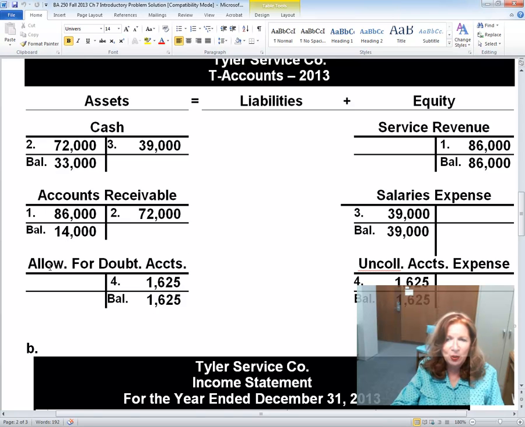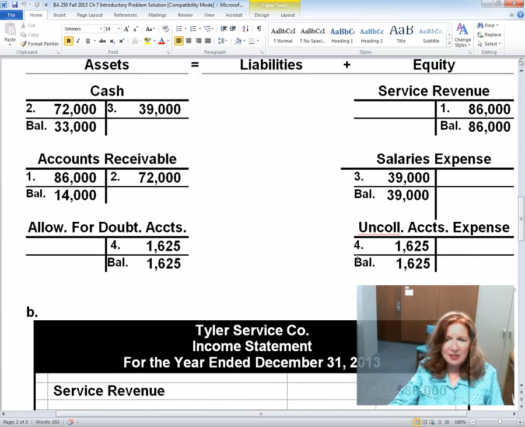The accounts receivable less the allowance is going to give us the net realizable value, or the cash equivalency value, the book value. We call them all of those terms. Accounts receivable less the allowance, debit balance minus credit balance, to get the cash equivalency value, how much we actually think we're going to collect on our accounts receivable. Now over here we have service revenue of $86,000. We have an expense of $39,000 and an expense of $1,625. So the difference between those is going to give us our net income.